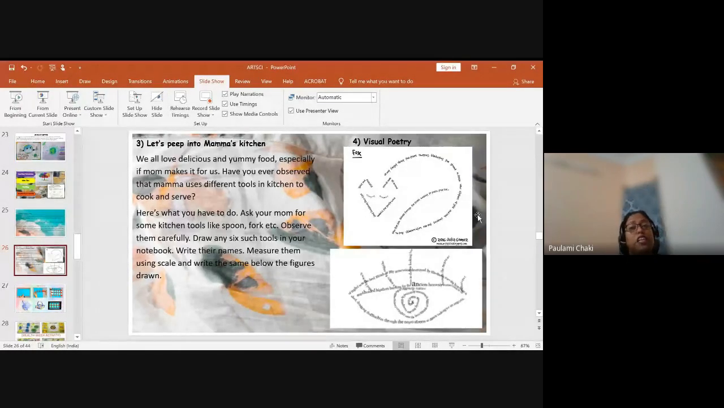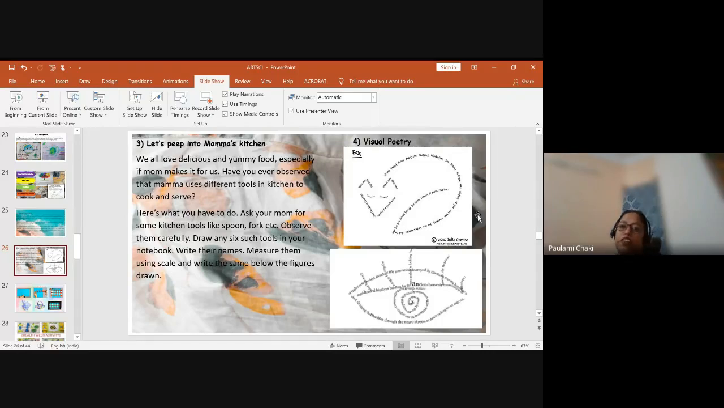What are the different simple machines you can see there, which mama used to make her work easy? Take any 6 such tools, write their names, draw the picture, or if you have a picture, you can paste it, and then you have to measure also. So see, when I'm asking them to do 2 to 3 things, somewhere maths is also getting integrated. When they are measuring using a scale, math is getting integrated. So we can always try to do that type of art activity where subject can also be integrated.